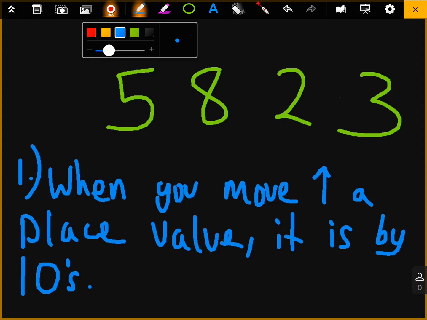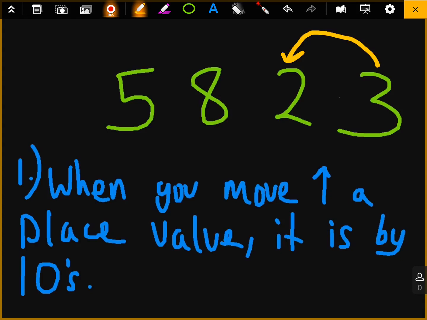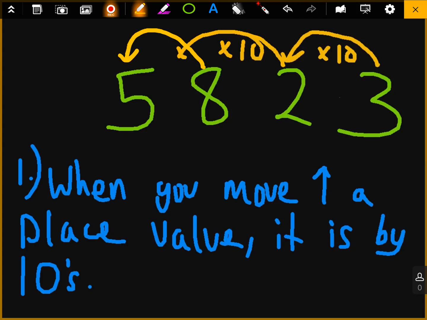Let me give you an example. Let's just use the numbers we already have. 3 is in the ones place. To get it into the tens place, you would have to multiply it by 10. That's the same with the 2. To get the 2 from the tens to the hundreds, you'd have to multiply it by 10. And to get the 8 from the hundreds to the thousands, you'd have to multiply it by 10.